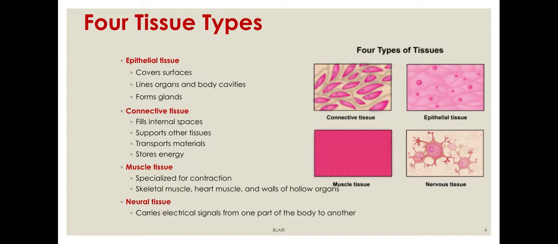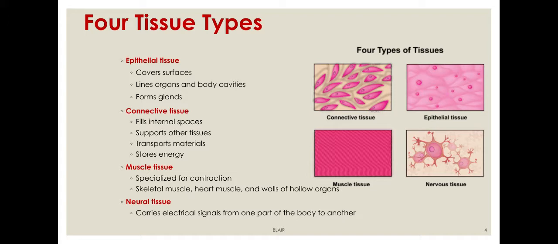There are going to be 4 main tissue types. The first is our epithelial tissue. You might think of it like the tissue that is going to cover surfaces of the body, line the organs, the body cavities, and then form glands.